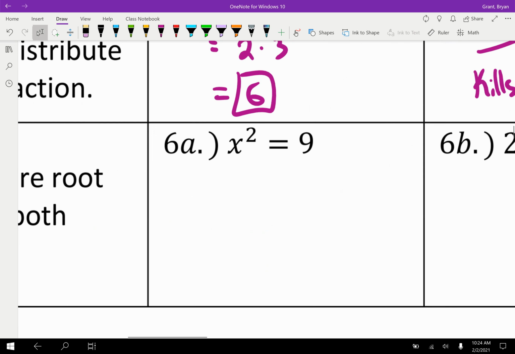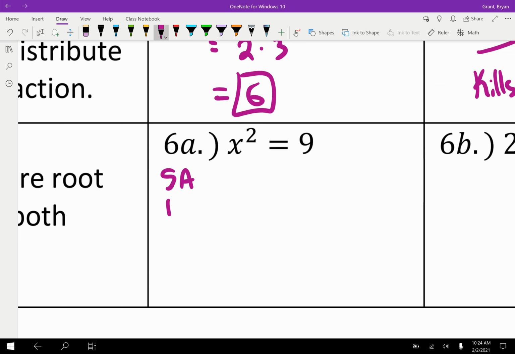6a, x squared equals 9. We need to ask our question, why is x not alone? Or maybe a different way to think about it, what is attached to x? Well, there's this number attached to x. What kind of number is that? Well, that's a 2. But when I say kind of number, what I really mean is, how is it attached? And the 2 is attached because it's an exponent. So we need to undo that exponent.